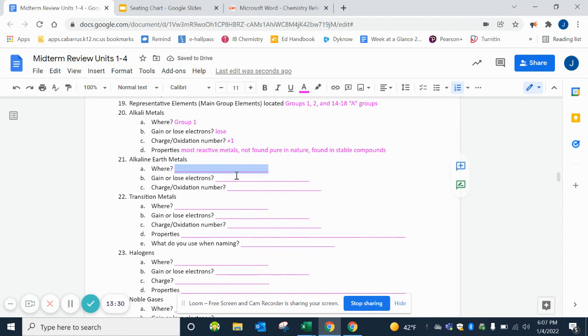Alkaline earth metals are group 2. They lose electrons because they're metals, and metals always lose electrons. And when you lose 2 electrons, you form a +2 charge.